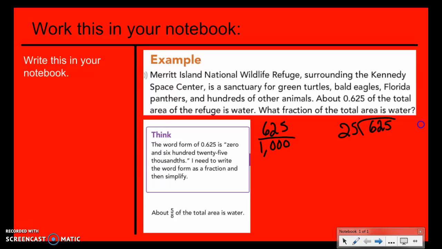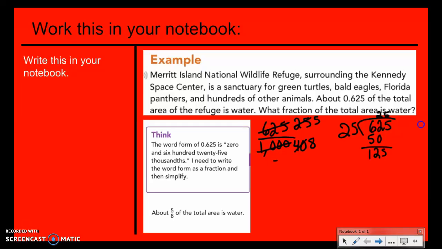25 going into 62, 2 times is just 50, which will give you a remainder of 12. 25 going into 125 5 times. So my numerator will be 25. And then 1,000 divided by 25 would be 40. Again, 25 and 40 are still both divisible by 5, so I can take another 5 out. 25 divided by 5 would be 5, and then 40 divided by 5 would be 8.